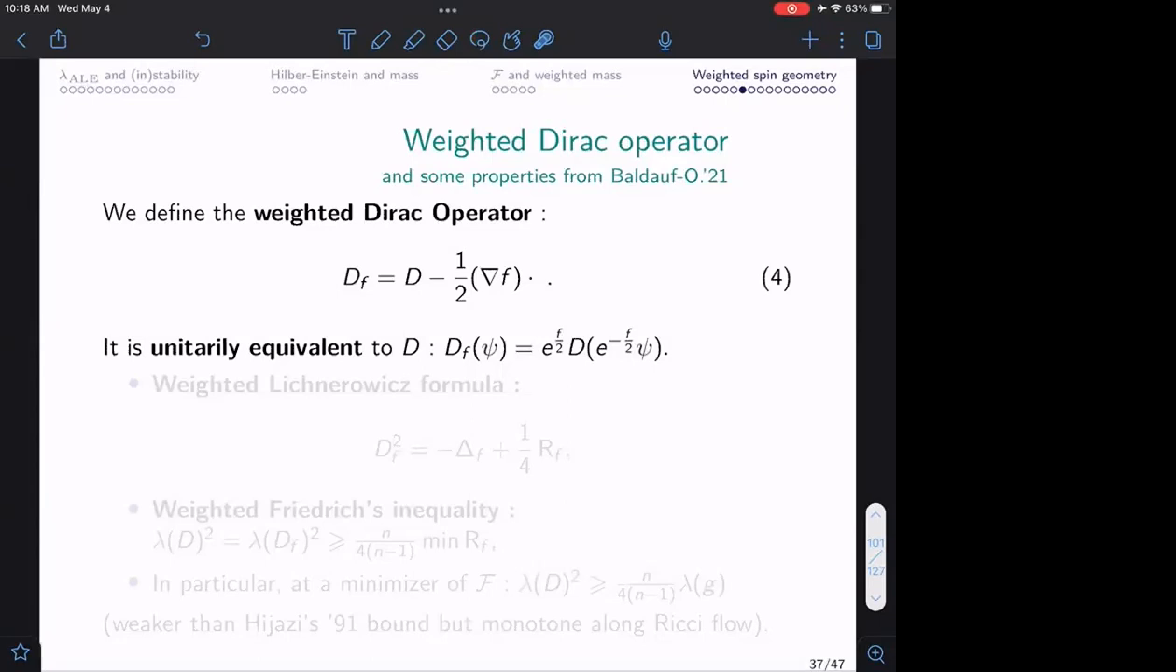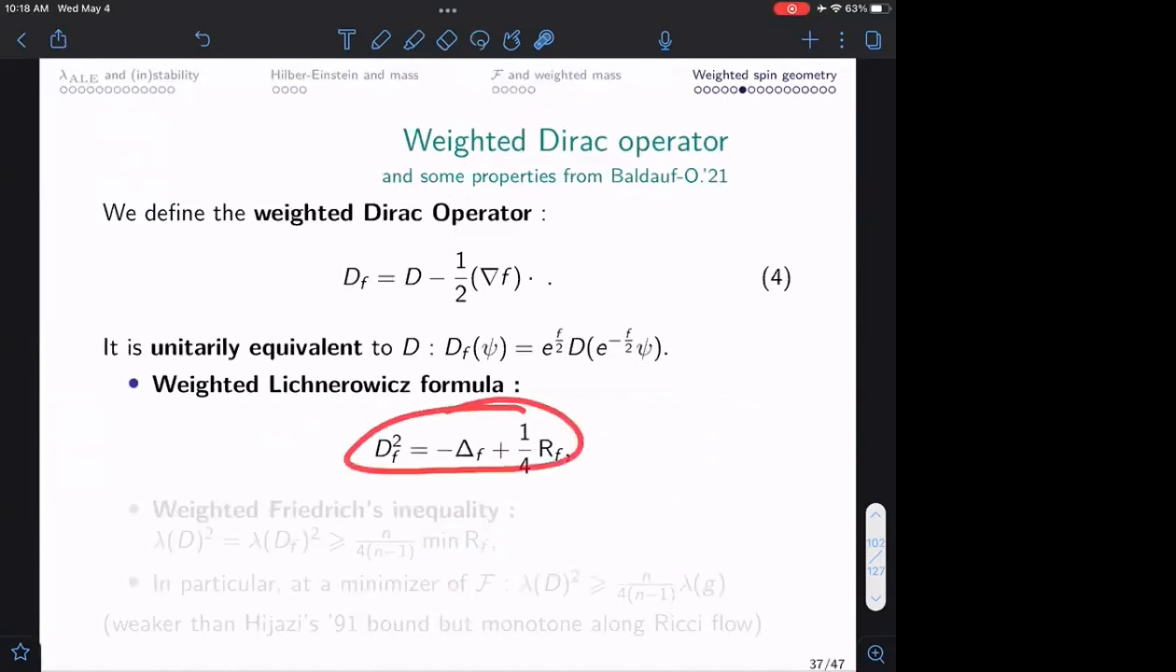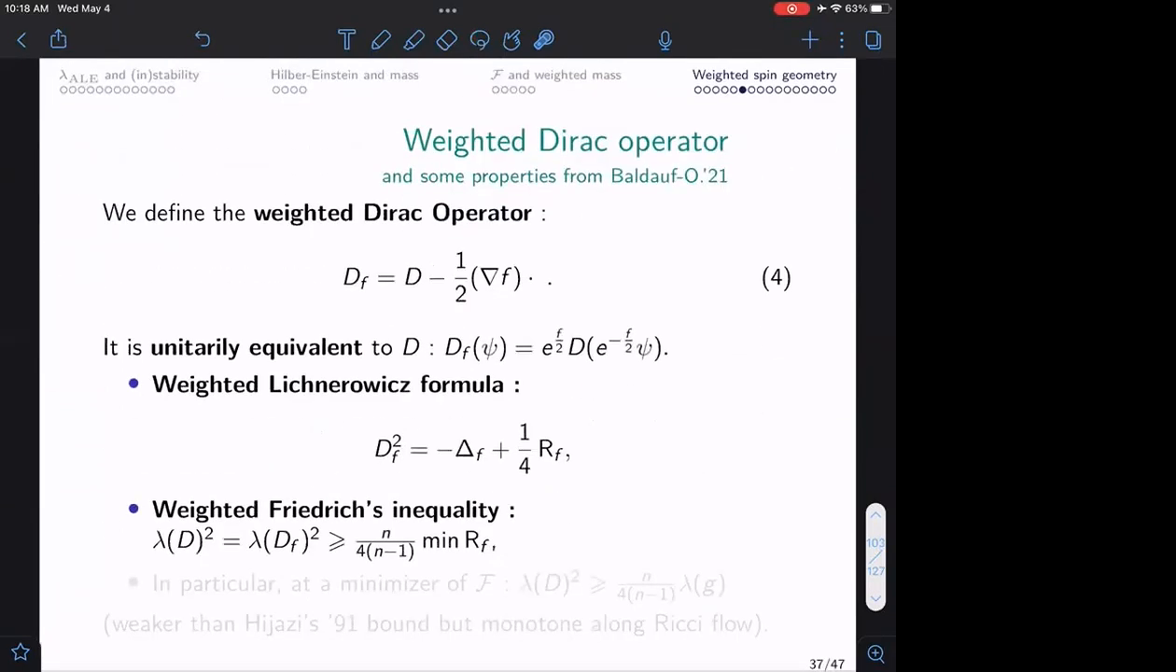So you know that if there is a Witten spinor in the weighted case, there is an unweighted one, and I don't think it was always known, for instance. And everything extends very well. The Lichnerowicz formula is just the same formula with Perelman's scalar curvature, and Friedrich's inequality as well. But now you can use the unitary equivalence. So this time your lower bound is not a lower bound only on the weighted Dirac operator, but also on the actual Dirac operator. So you obtain a lower bound on the first eigenvalue of the Dirac operator by something which is a weighted quantity.